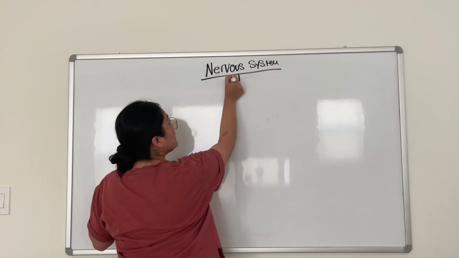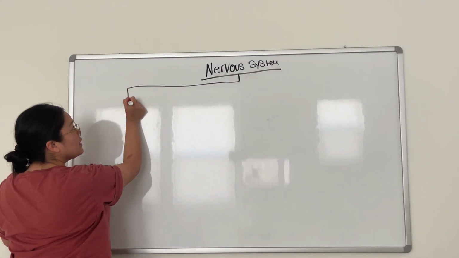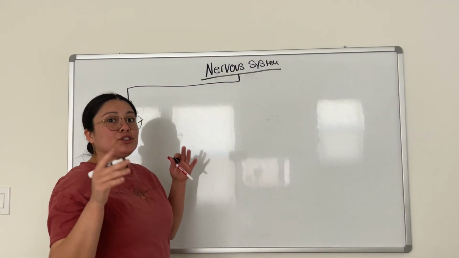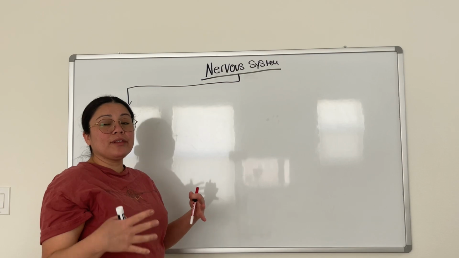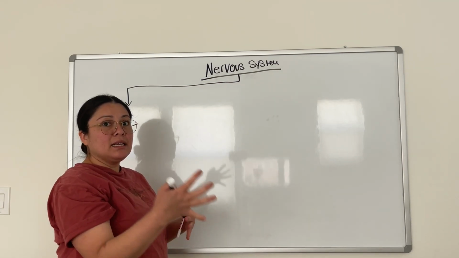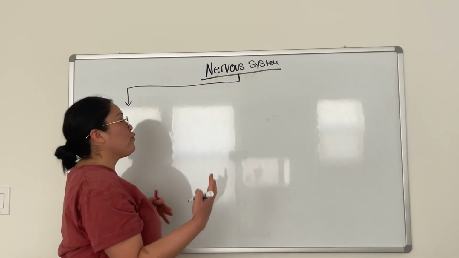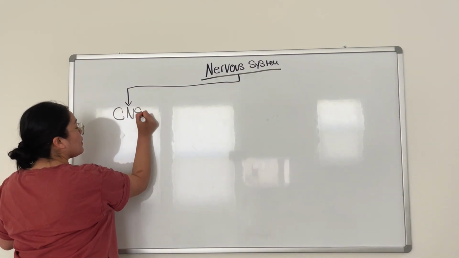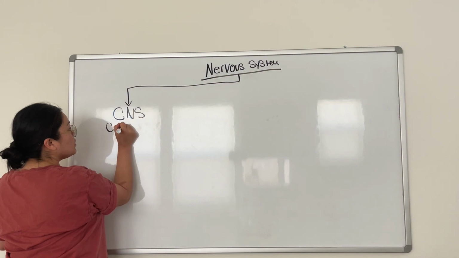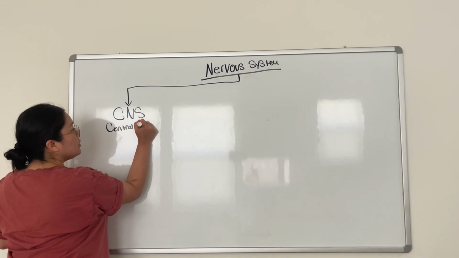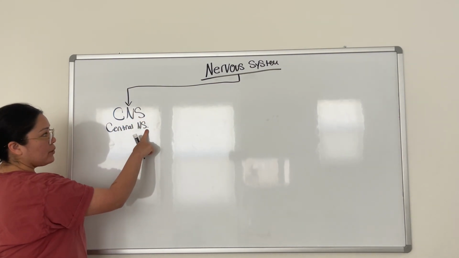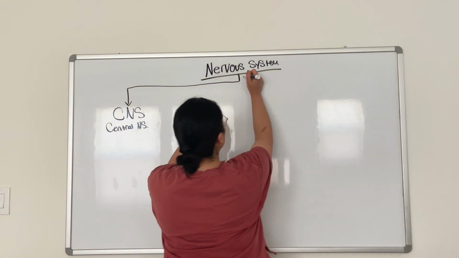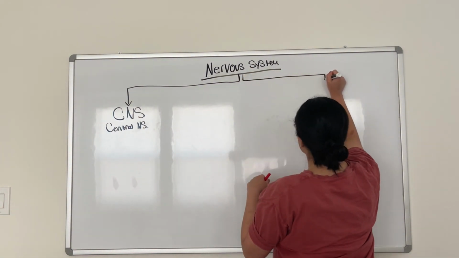So the nervous system breaks off into different divisions. Two major divisions are the CNS and the PNS, central nervous system and peripheral nervous system. So CNS is your central nervous system. I'm going to shorten it now with NS, okay? And then we've got your peripheral nervous system.